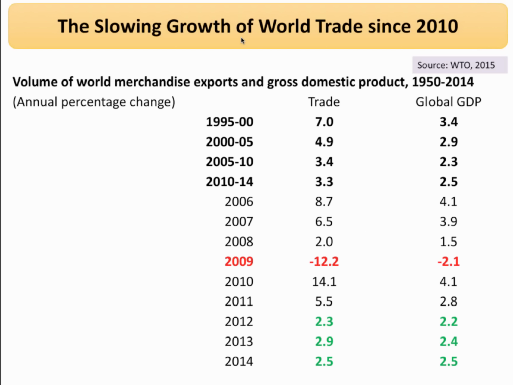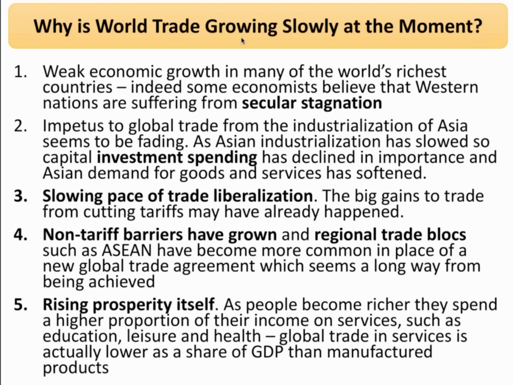Here's the data. There's the big fall in 2009, minus 12.2%, the big rebound in 2010. But since then, indeed, since the extract's been published, the growth of world trade has really slowed down. What does that mean for countries like Zambia, for whom copper and other primary products are an absolutely essential part of their economic fortunes? So why is world trade slowing down?